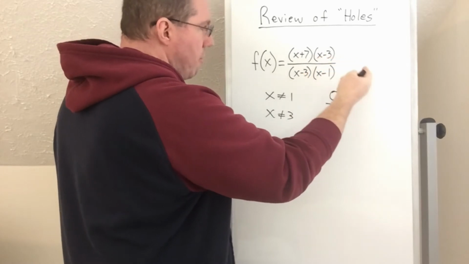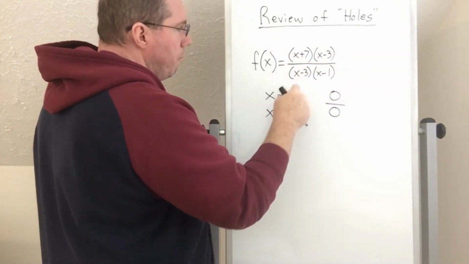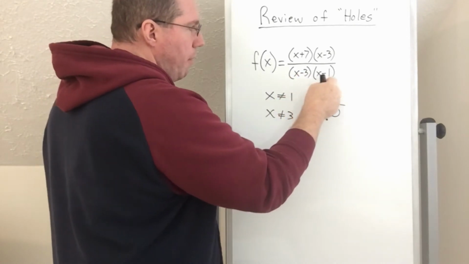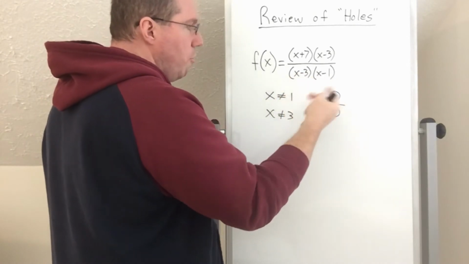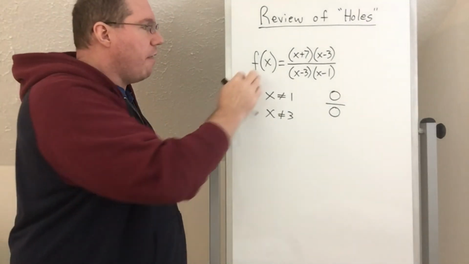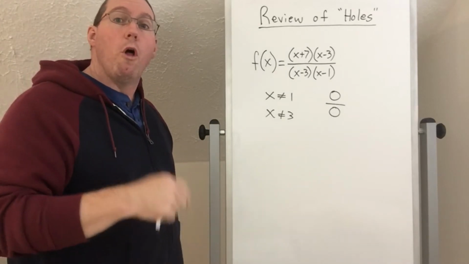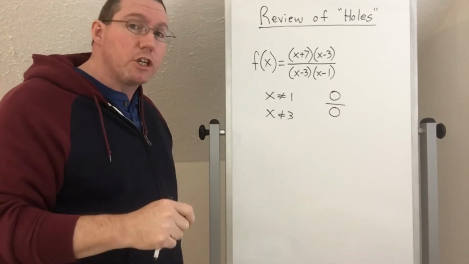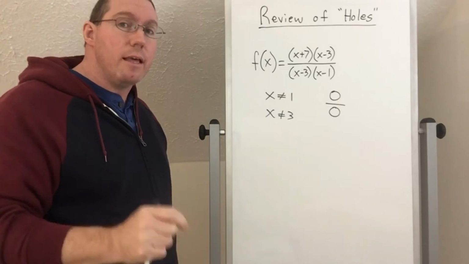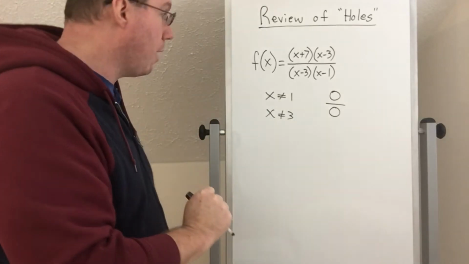3 minus 3, that's 0. 10 times 0 is 0, right? Plug it in here, 3 minus 3 is 0, 3 minus 1 is 2, 0 times 2 is 0, so I have 0 over 0. This indicates that f of x may have a hole in its graph. Well, holes are a regular feature in dealing with limits in calculus. That's why I'm reviewing holes with you right now, okay?